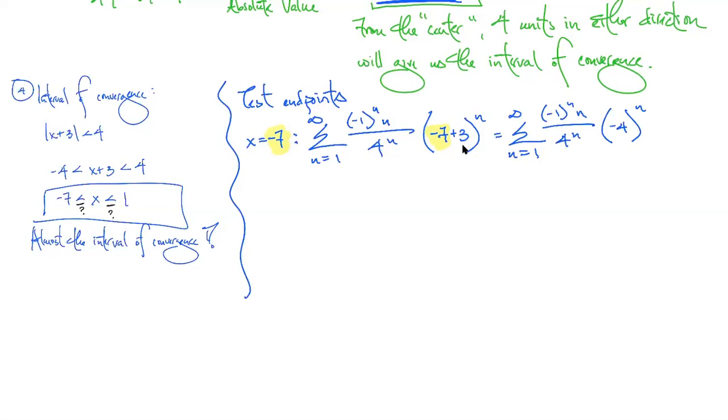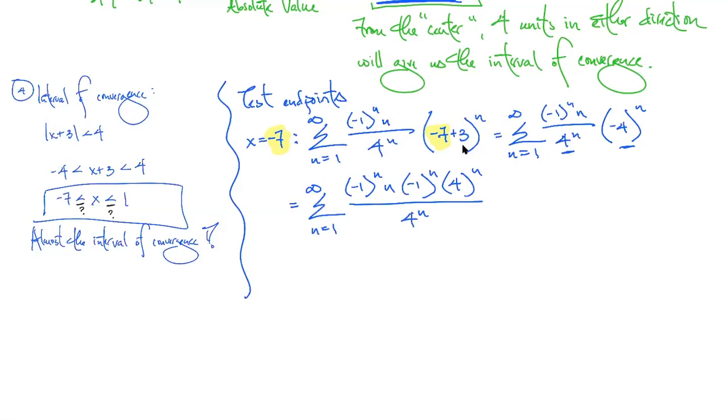And I see this 4 to the n on the bottom, and I really wish this was a 4 to the n, because then I could reduce something. And it turns out that we can manipulate it so that it does. And so we'll write this as -1 to the n times n. And instead of -4 to the n, I'm going to write this as -1 to the n times 4 to the n. Okay. And I have that all over 4 to the n.